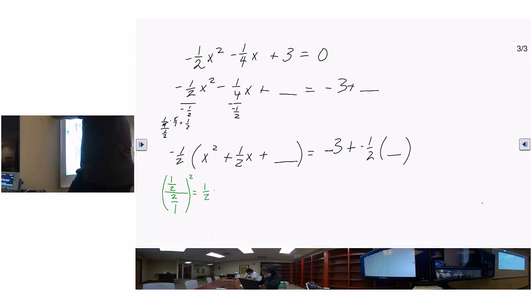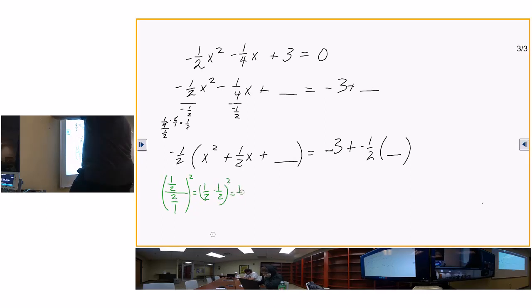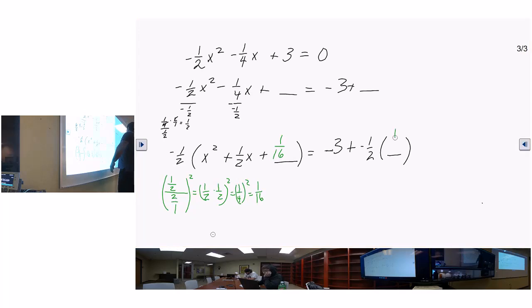So that's 1/2 multiplied by what? 1/2 squared, which is 1/4 squared, which is what? And I have a check. Did y'all get 1/16? Yes. Y'all are so good.